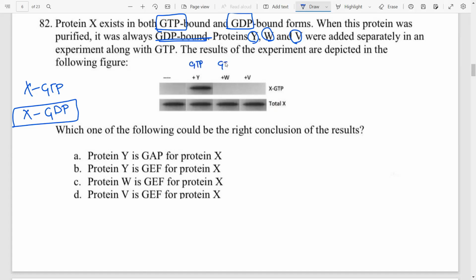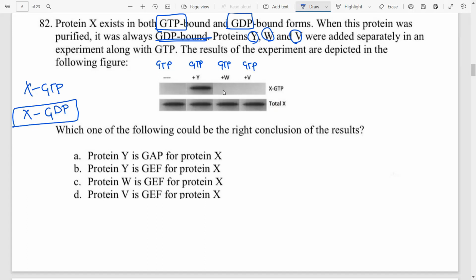So your GTP, GTP, GTP. Okay, and here they have added maybe only GTP and nothing else, or maybe not even GTP. It's just like a control. Okay, now the results were shown in this way. They're asking what would be the right conclusion.